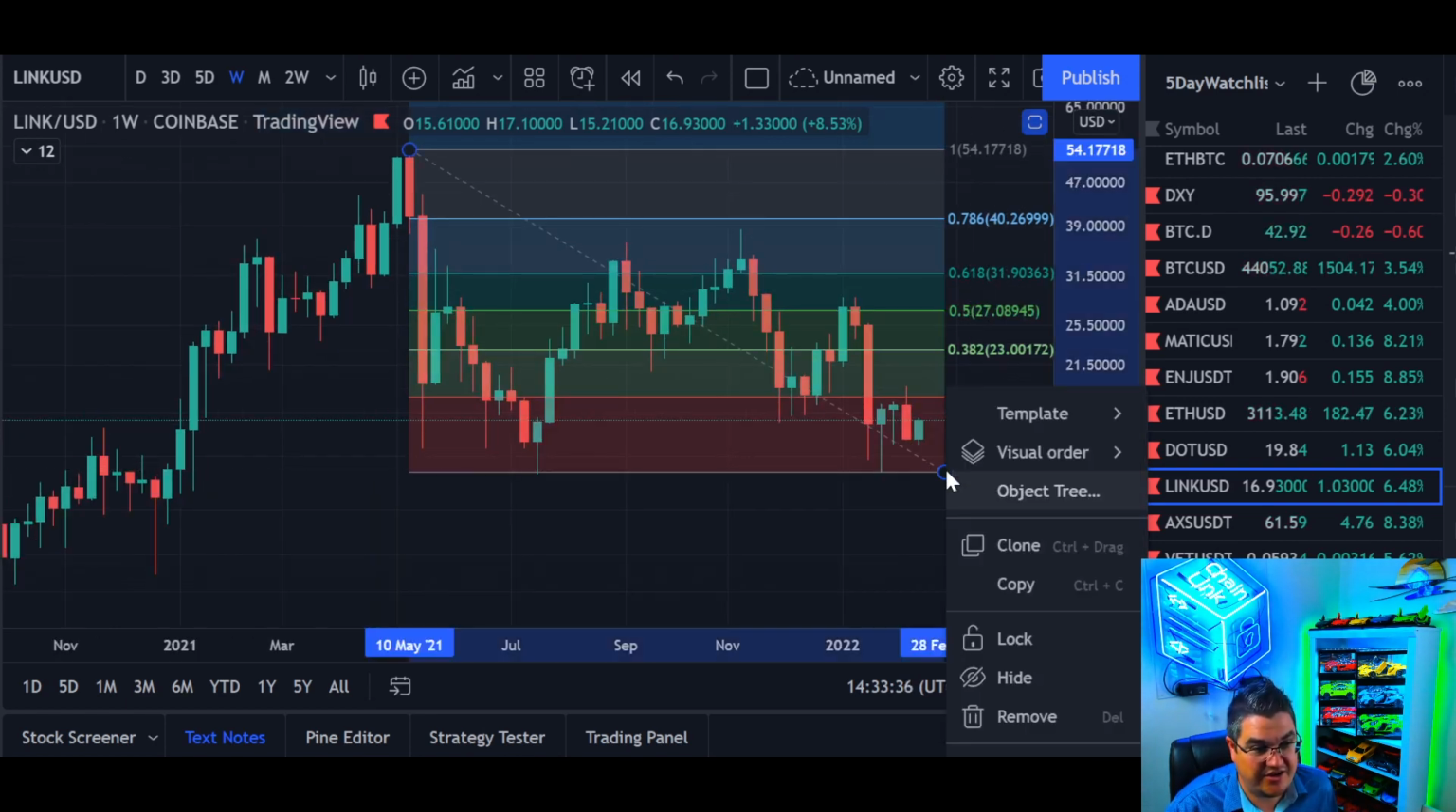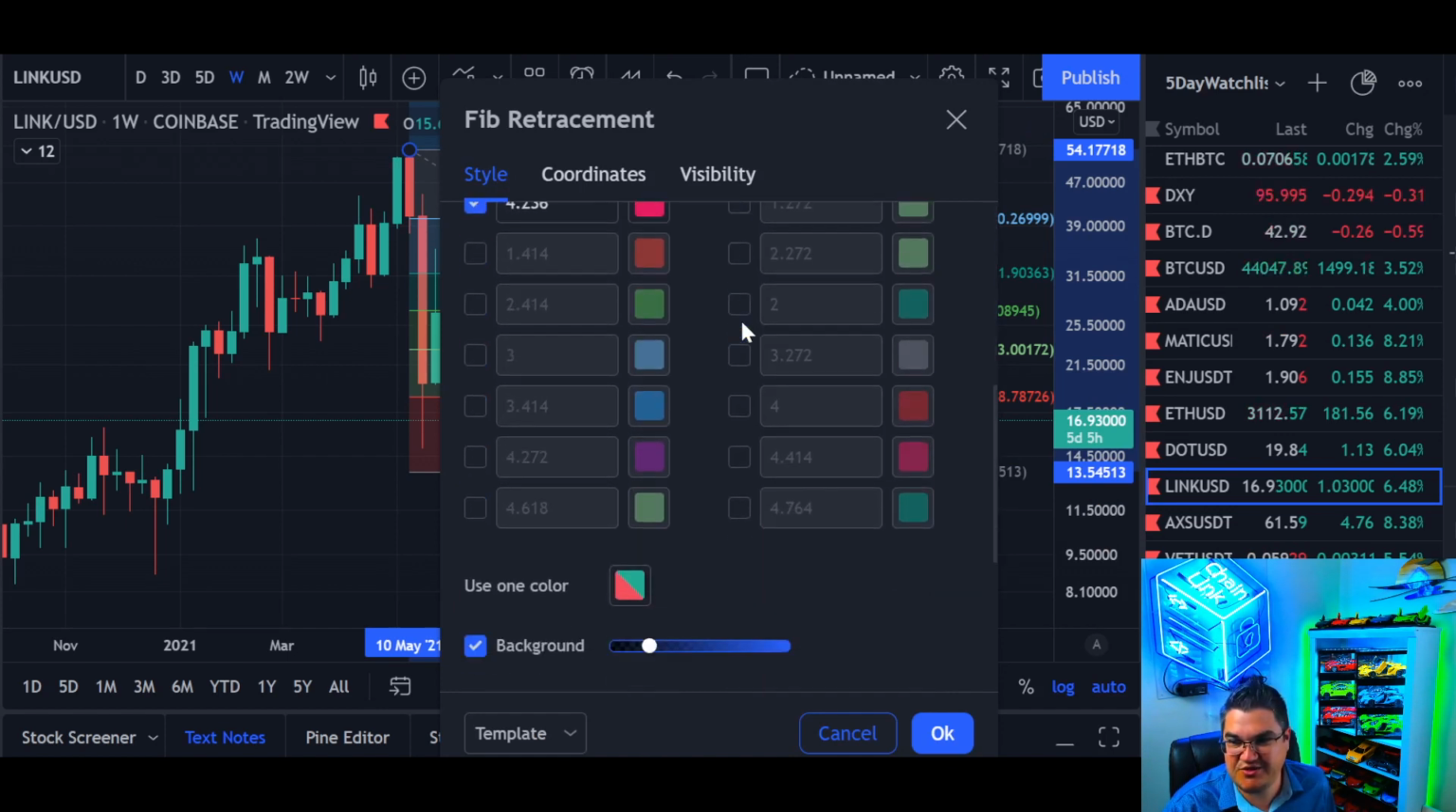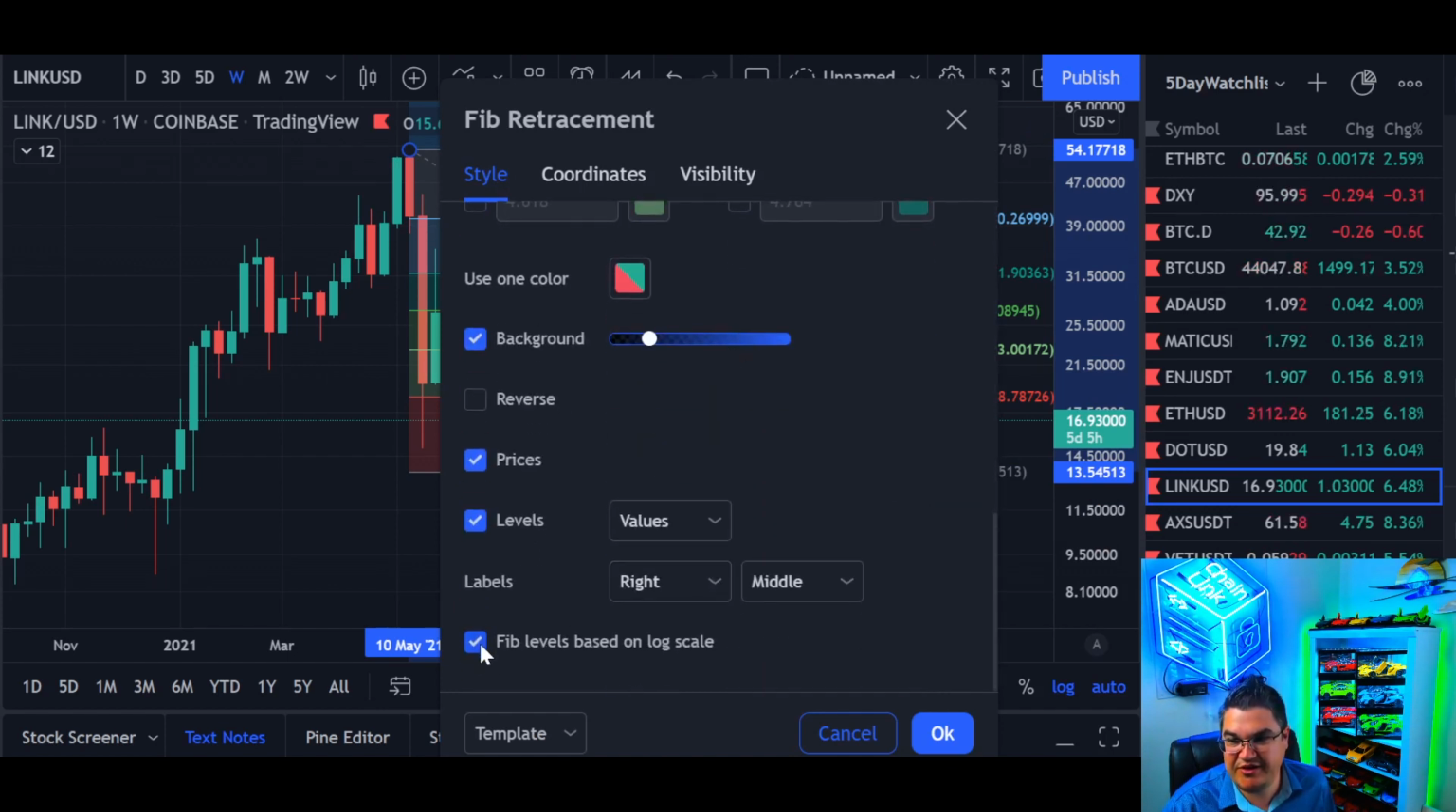Just right-click. Go to any of your dots there. Right-click. Go to your settings, which is down here. I promise it's there. Settings, it looks like this. You scroll all the way down. And you do whatever. If you like linear scale, cool. It should default to linear scale, but if not, make sure you have your fib levels based on log scale set right there. You can also change your labels if you like, left, right, center, and then you can also even put where you want your prices, the top, middle, bottom. Just play around with that.